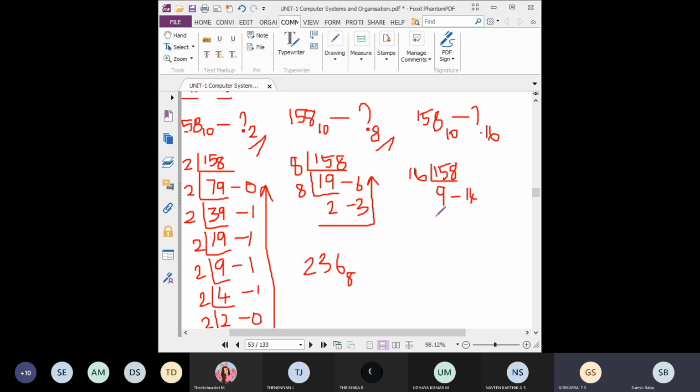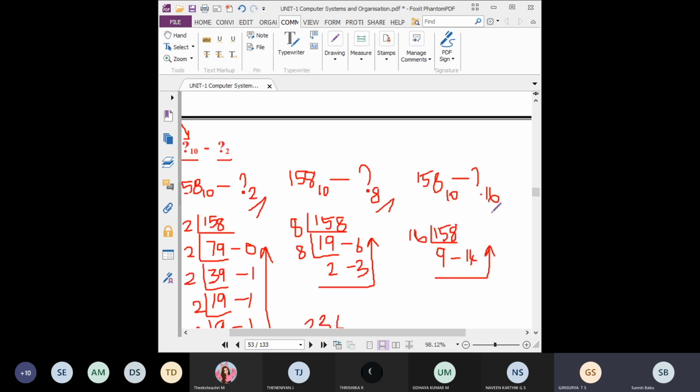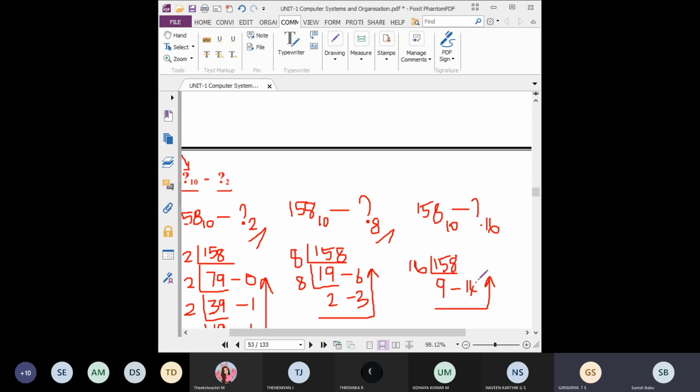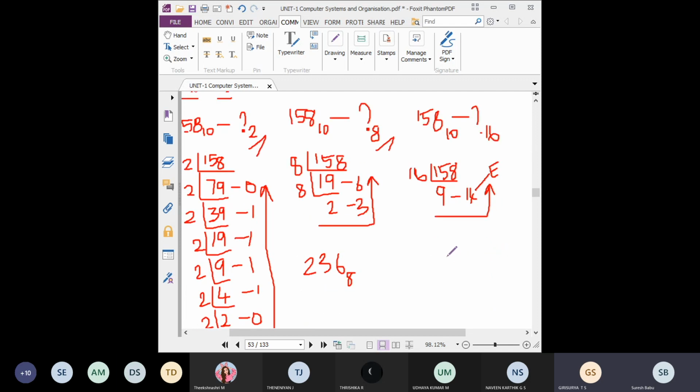Now you can collect the remainders. But you can see in a hexadecimal number, there is no 14. What is the equivalent value for 14? E. So now what is the solution? Final solution: 9 9 E. Everyone understood? Yes, sir.